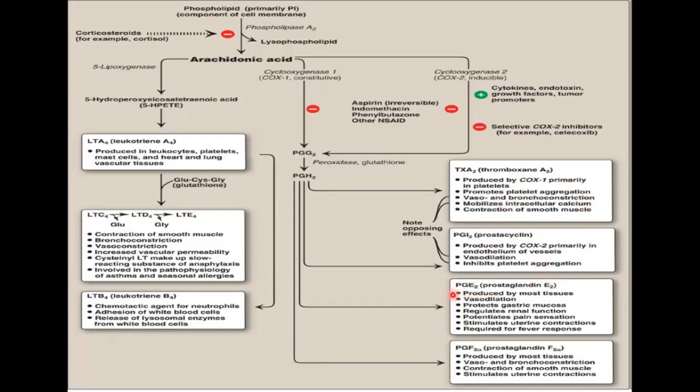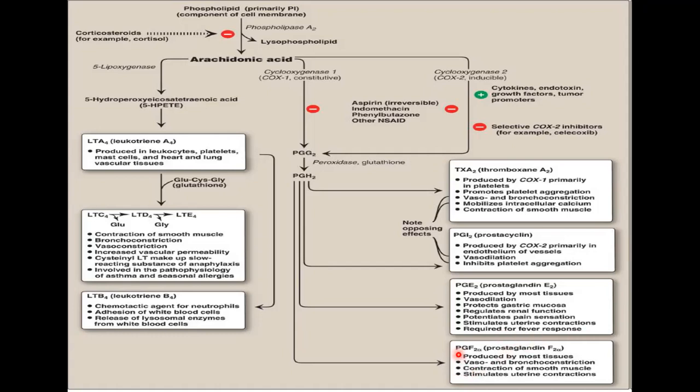Now, prostaglandin E2 is produced by most tissues. It is a vasodilator, protects the gastric mucosa, regulates renal function, and potentiates pain sensation in the nociceptor neurons. It will act on several receptors, the EP receptors, leading to phosphorylation of some receptors, allowing membrane depolarization. Okay. It is also required for the fever response.